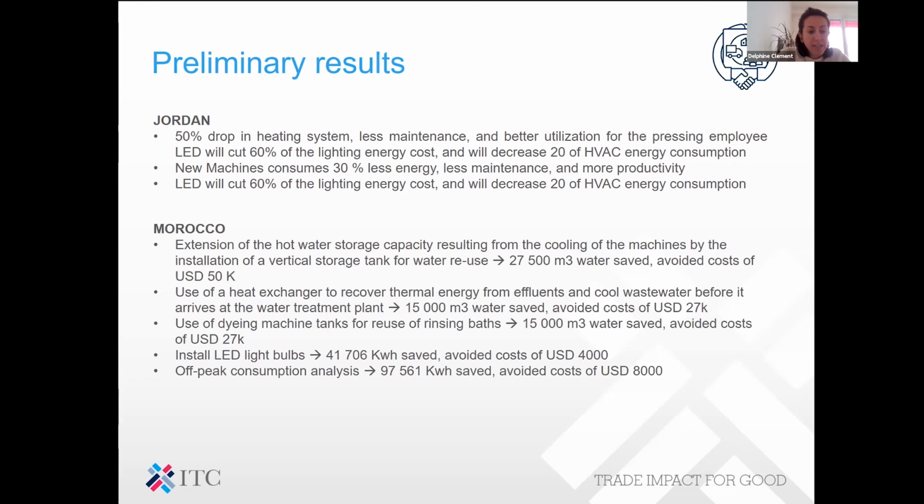In Morocco, the experts identified several measures that you see here. For example, installing a storage tank for water reuse could save up to almost 30,000 meter cube of water, translating into saving approximately $50,000 for the factory. The use of a heat exchanger to recover thermal energy from effluents and cool the wastewater before it arrives at the water treatment plant could save approximately 15,000 meter cube of water, thus also saving approximately $27,000 for the company. I will not go into all of them, but for example, also installing LED light bulbs in the factory could save 41,000 kilowatts, thus saving approximately $4,000 for the company.